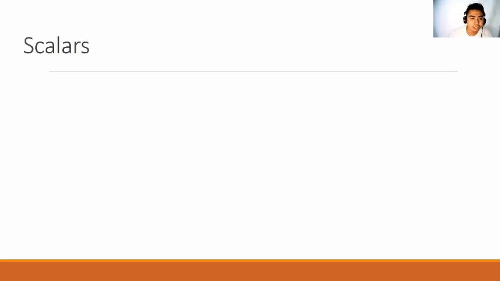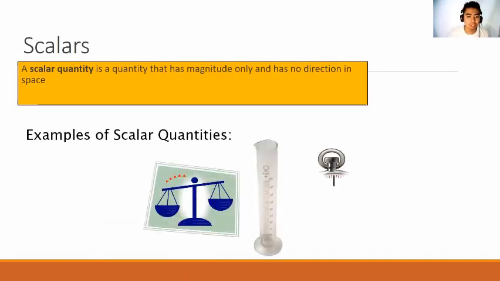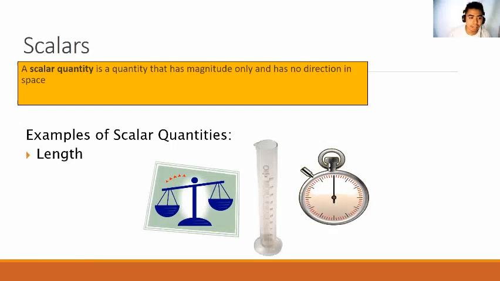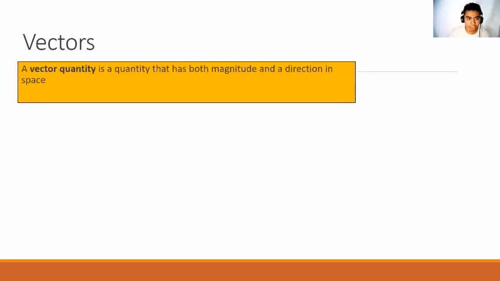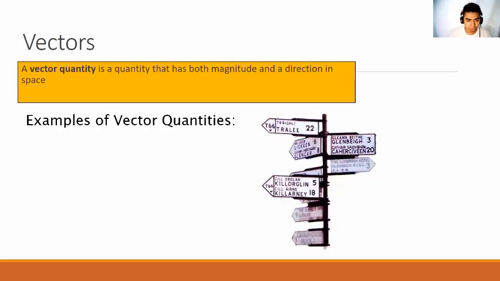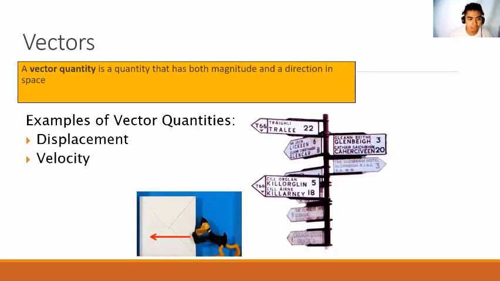Okay, so scalar quantity is a quantity that has magnitude only and has no direction in space. So examples of scalar quantities, we have length, area, volume, time, and mass. And vectors, a vector quantity is a quantity that has both magnitude and a direction in space. Examples of vector quantities, we have displacement, velocity, acceleration, and force.